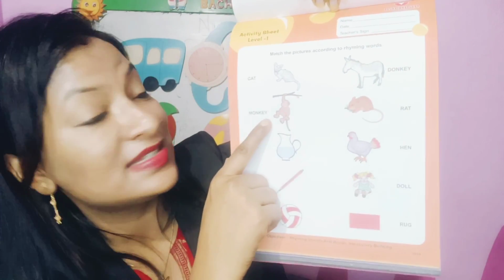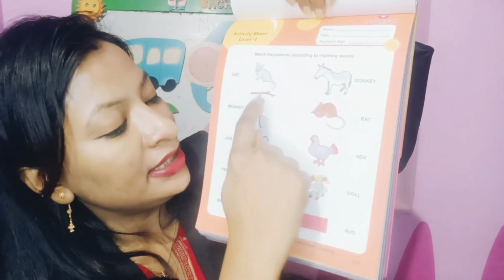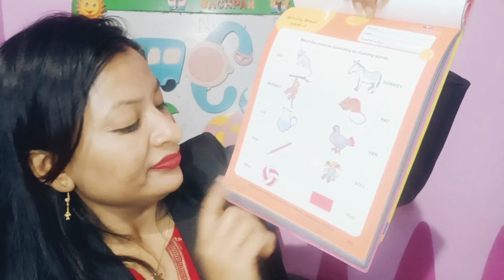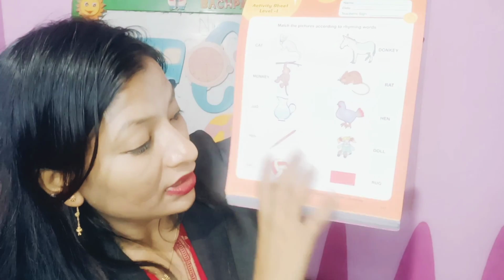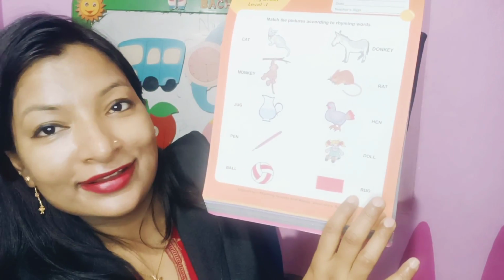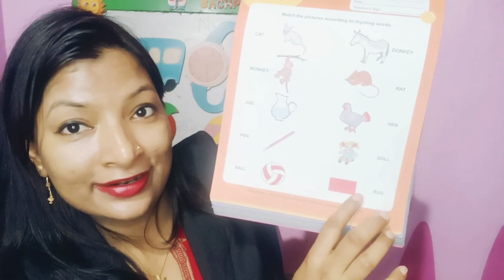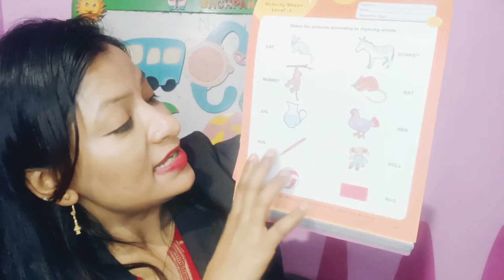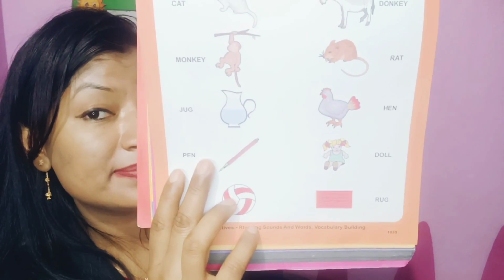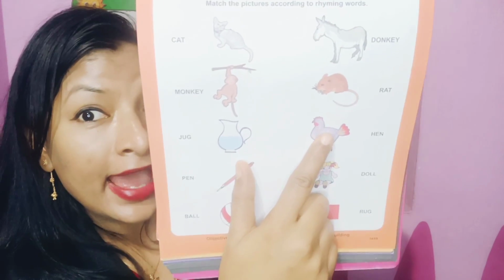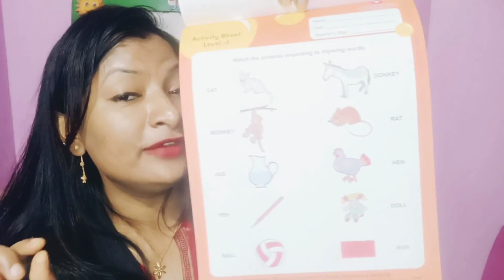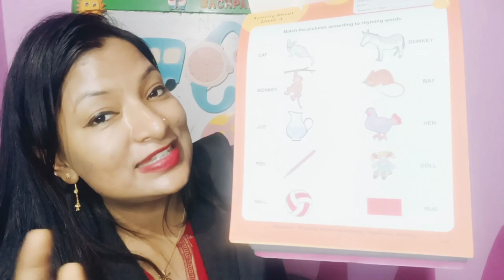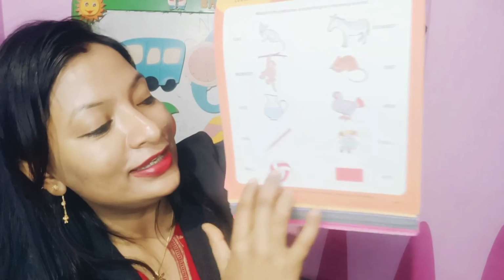Let's see, next one is monkey, donkey. Both are rhyming, so we will match monkey with donkey. Okay, let's see next one, jug, rug. Jug rhyming word is rug. J-U-G jug, R-U-G rug. So we'll match this jug with this rug. Next one is that pen. Pen, rhyming word is there, hen. Hen, pen. You can find out here that both the words are quite similar while we are pronouncing to each other. Okay, let's find out next one and last one, that is ball, wall.